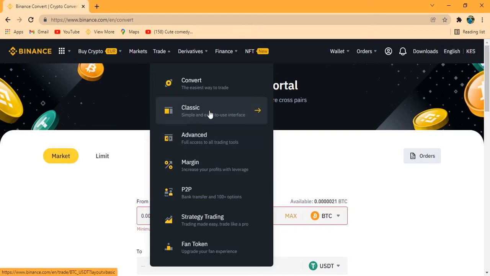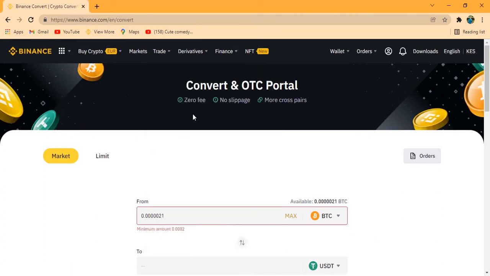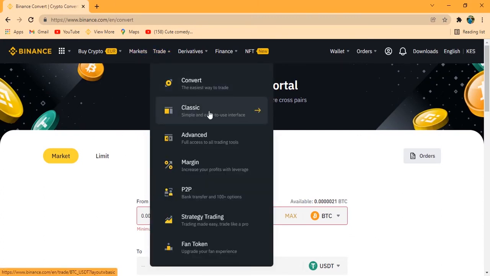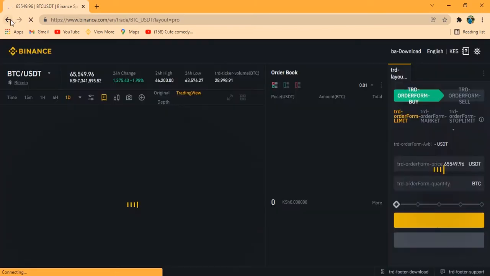The next things you can see over here are classic and advanced. For trading, they are basically the same thing, but I'm going to use advanced because it is an upgrade from classic. It is the same as classic, but the advanced one has more features. I'll come to explain margin and all that later, because they contain a lot of details, but I'm going to show you how you can trade very easily.